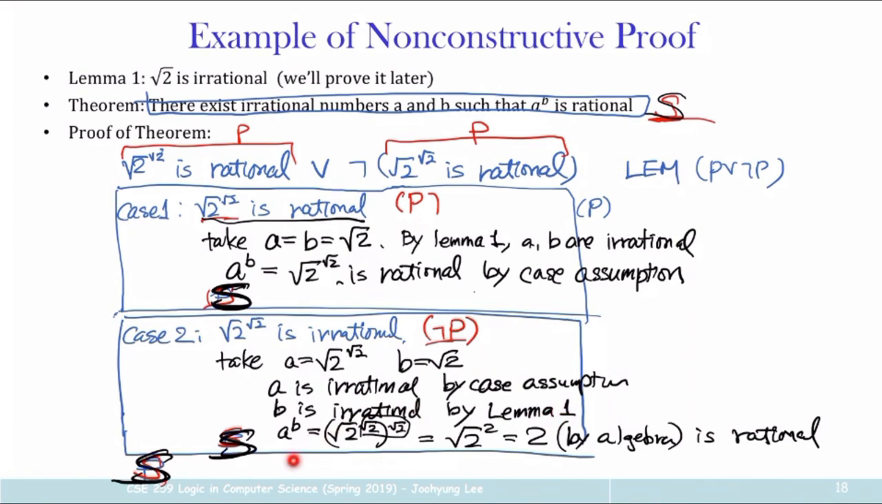But when you do a to the power b, by algebra, it becomes rational. So again, we found two numbers a and b that satisfy the given statement S. So we prove S in the same case statement. So by the OR elimination, regardless of which case you are in, you can still prove the same S. So we are done.